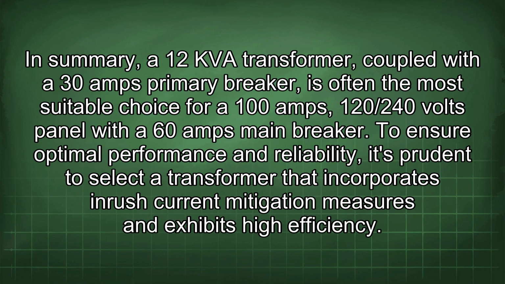In summary, a 12 kVA transformer coupled with a 30 amps primary breaker is often the most suitable choice for a 100 amps, 120/240 volts panel with a 60 amps main breaker. To ensure optimal performance and reliability, it's prudent to select a transformer that incorporates inrush current mitigation measures and exhibits high efficiency.